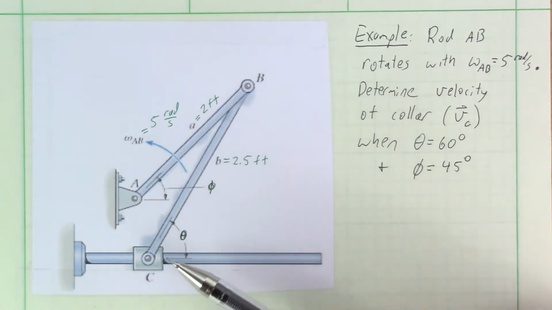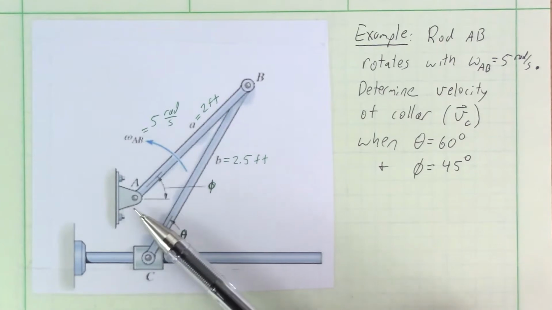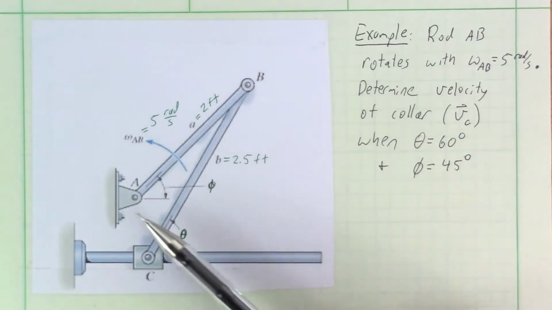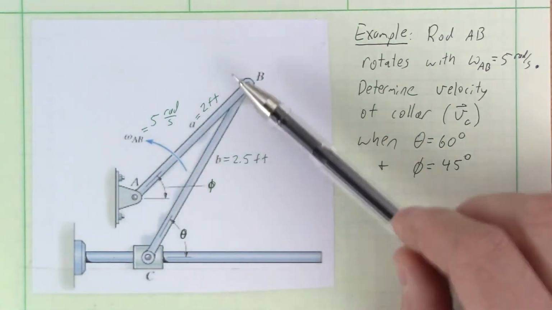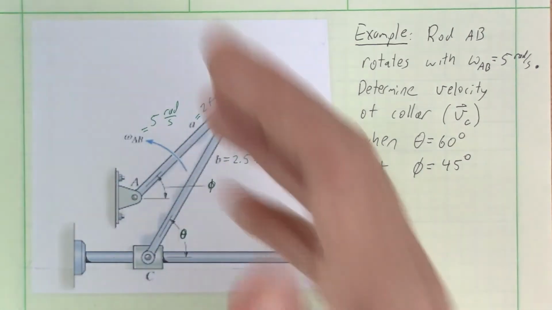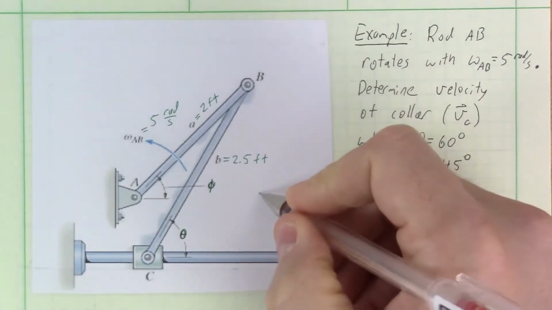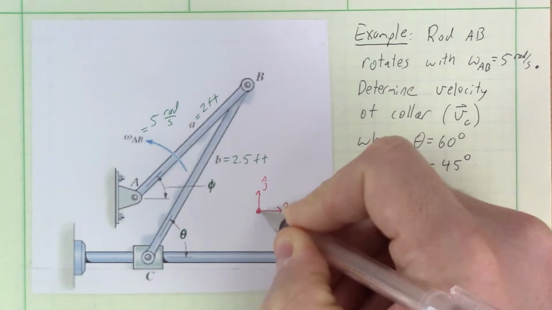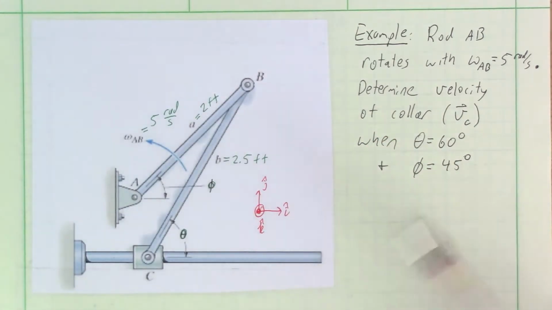In this example, we have really two rigid bodies, and there are some constraints on them. A is pinned, C is a slider, and B is a pinning between the two rods here. So we have rod AB, with a known rotation in the positive k direction. Let's put our coordinate system on there: i hat, j hat, k hat comes out at us. So that's a positive omega AB of 5 radians per second.